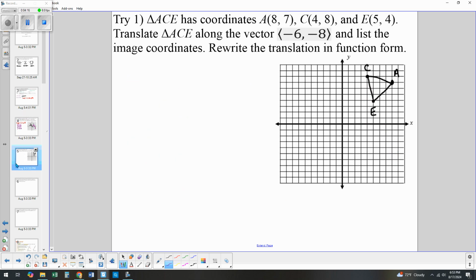Here's a try problem if you'd like. You can pause. Answers are posted online.